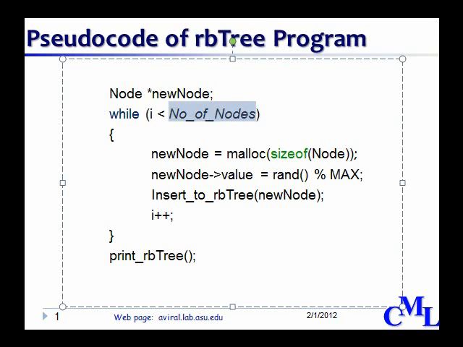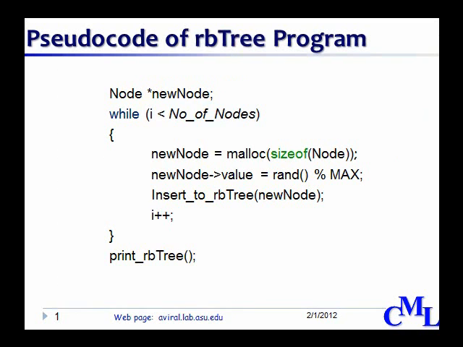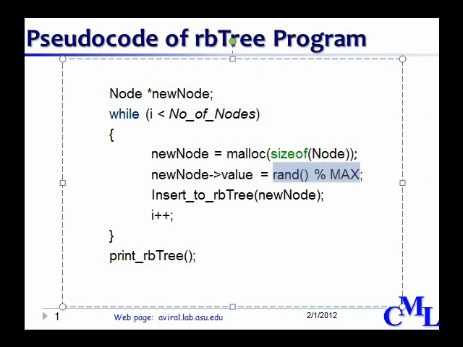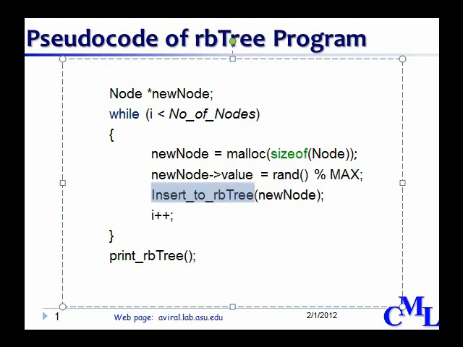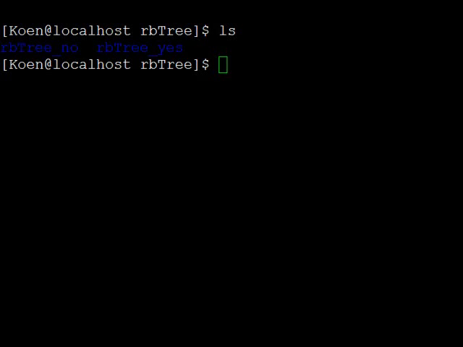Number of nodes means how many nodes will be created in the red black tree. As we can see, the new node will be dynamically allocated and assigned with a random number first, and then the node is inserted into the red black tree. After the insertion finishes, the application prints out the red black tree. Two versions of the application will be shown in the video.